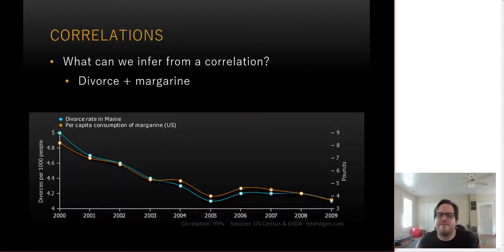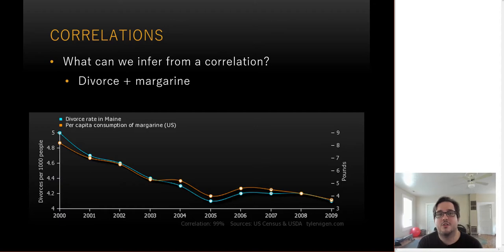Okay, so what can we infer from a correlation? What does a correlation really tell us? Why are we doing this in the first place? Well, we know that it helps us determine whether two variables are related, but there is something that it doesn't tell us, and this is very, very important to realize.